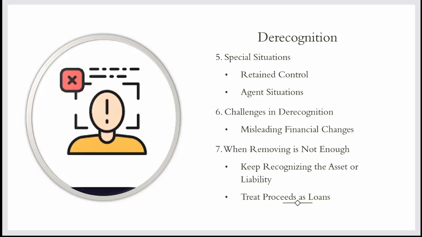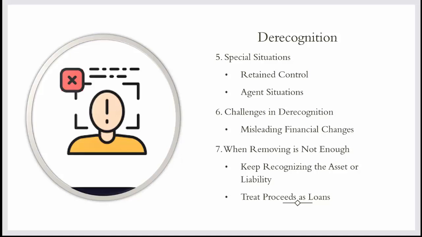Special situations. Retained control. Sometimes a company might appear to transfer an asset but still controls it due to significant risks or rewards associated with it. For example, if a company sells a machine but still benefits from its use and bears the risks of its loss, it should not derecognize the machine. Agent situations. If a company transfers an asset to someone who holds it on behalf of the company, the company still controls the asset and should not derecognize it. An example is transferring inventory to a sales agent. The company still owns the inventory until it is sold.